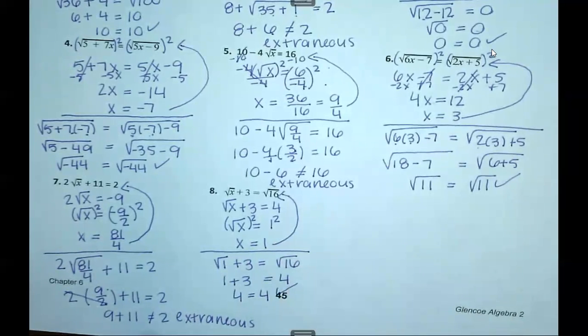So that one worked. So just to recap, we always need to get the radical or the square root all by itself. Once you have done that, you need to get rid of the radical or square root by squaring both sides. You then solve for x. Once you have solved for x, always go back and check your answer in the original equation to see if you have an extraneous root.